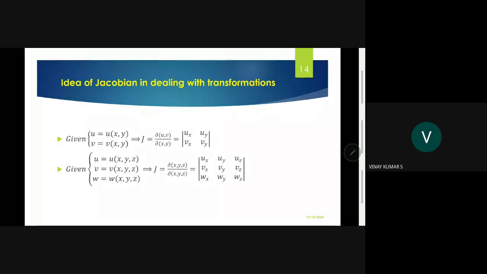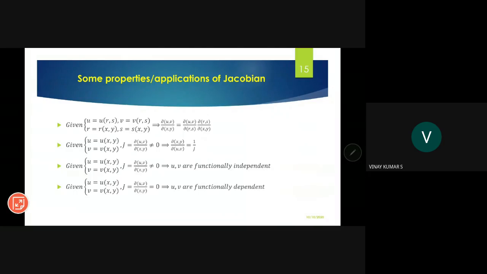Right. Then go to some properties and applications of Jacobian. I will tell this one. This is also an important slide. So this is slide number 15. See here, this is what we call composition of functions, how Jacobian appears. So u is a function of r and s, and v is a function of r and s, and r is a function of x and y, and s is a function of x and y. Then you can talk about, this is called chain rule, the first one.